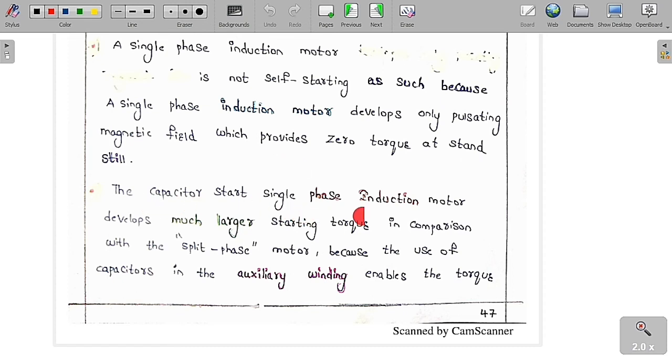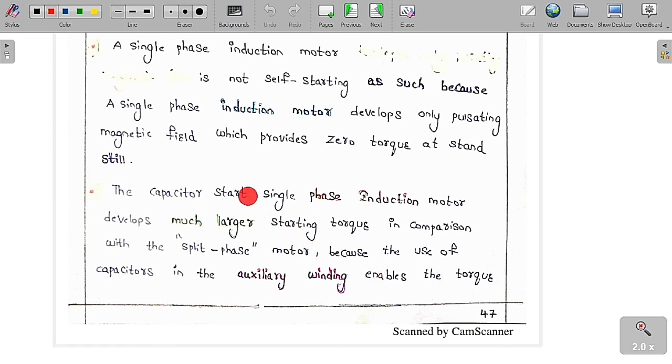The capacitor start single phase induction motor develops much larger starting torque in comparison with the split phase motor, because the use of capacitors in the auxiliary winding increases or enables the torque.